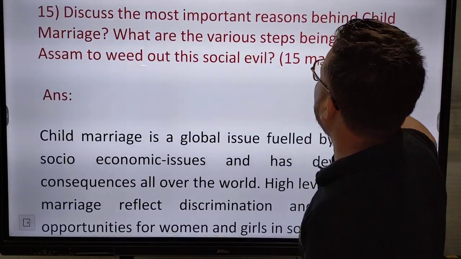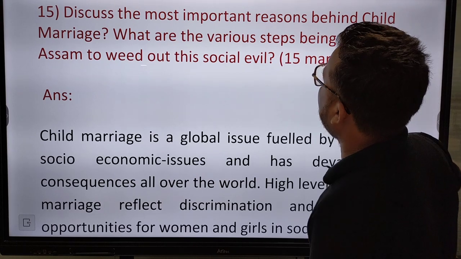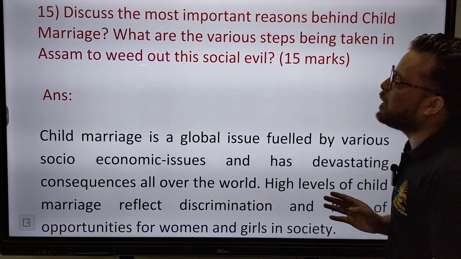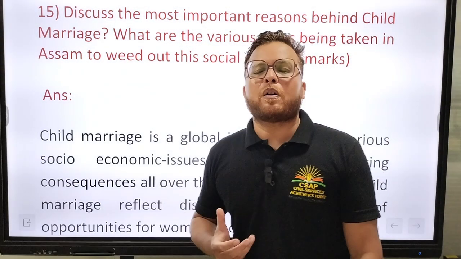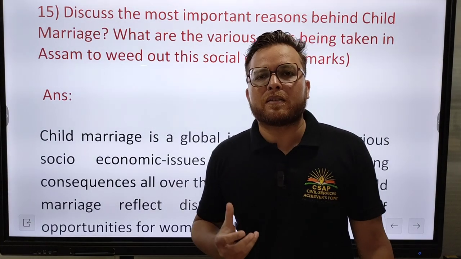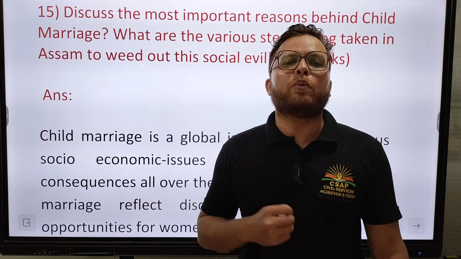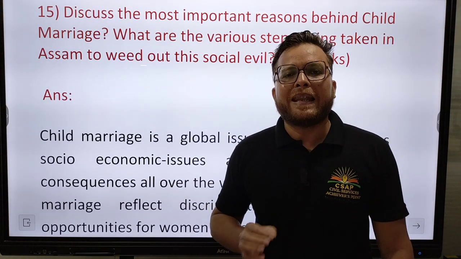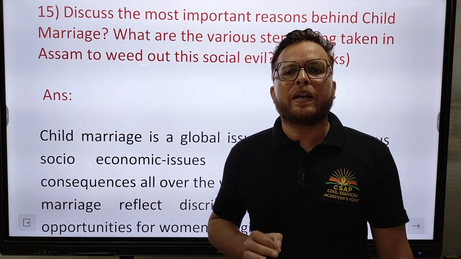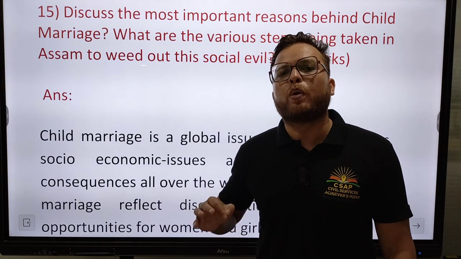Now, discuss the most important reasons behind child marriage. What are the various steps being taken in Assam to weed out this social evil? Now this has also been discussed in one of my previous sessions, child marriage. Discuss the various reasons. For example, number one reason is poverty and lack of education. These are the two most important reasons.